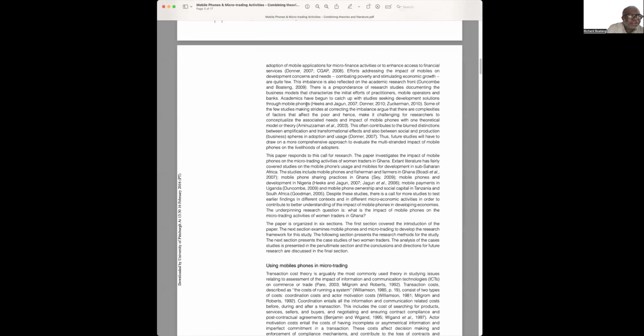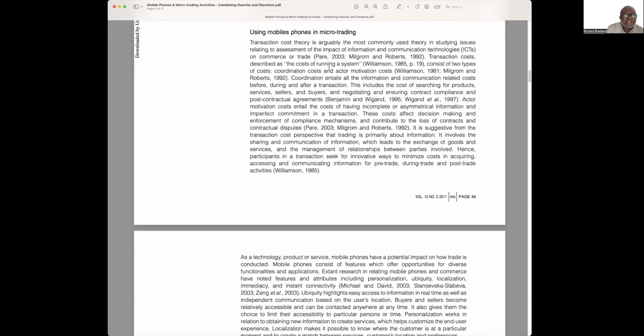So what they did is that they start from here. Look at where they start from. As I mentioned, transaction cost theory is arguably the most commonly used theory in studying issues relating to assessment of the impact of ICT on commerce or trade. Transaction cost is described as the cost of running a system and consists of two types of cost: coordination cost and actor motivation cost. Coordination entails all the information and communication related costs before, during, and after a transaction. It includes the cost of searching for products, sellers, buyers, and negotiating and ensuring contract compliance and post-contractual agreements.